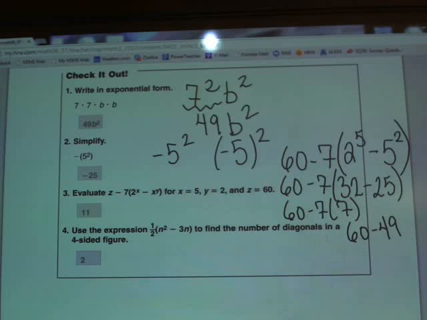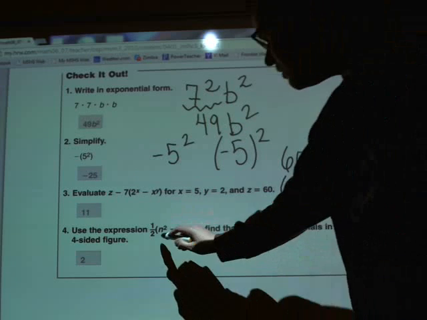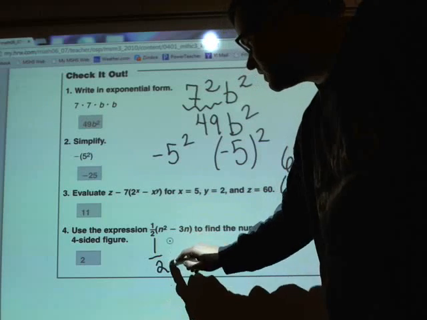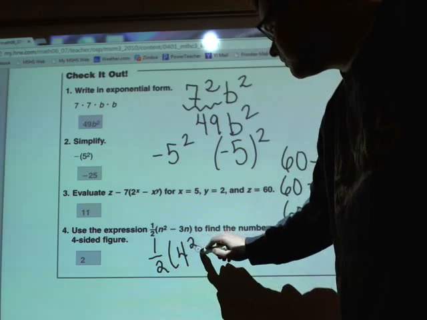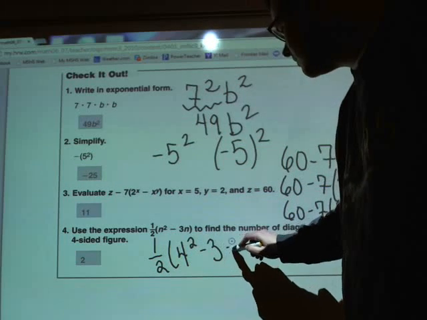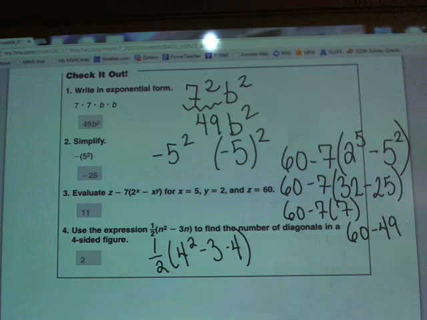In the final question, we're asked to use the expression half times n squared minus 3n to find the number of diagonals in a 4-sided figure. Remember, n represents the number of sides, so wherever we see an n, we're going to change that into a 4. And this is continued practice with the order of operations using exponents. Again, my rules of those order of operations are going to tell me I'm going to have to tackle all of that parentheses work first.